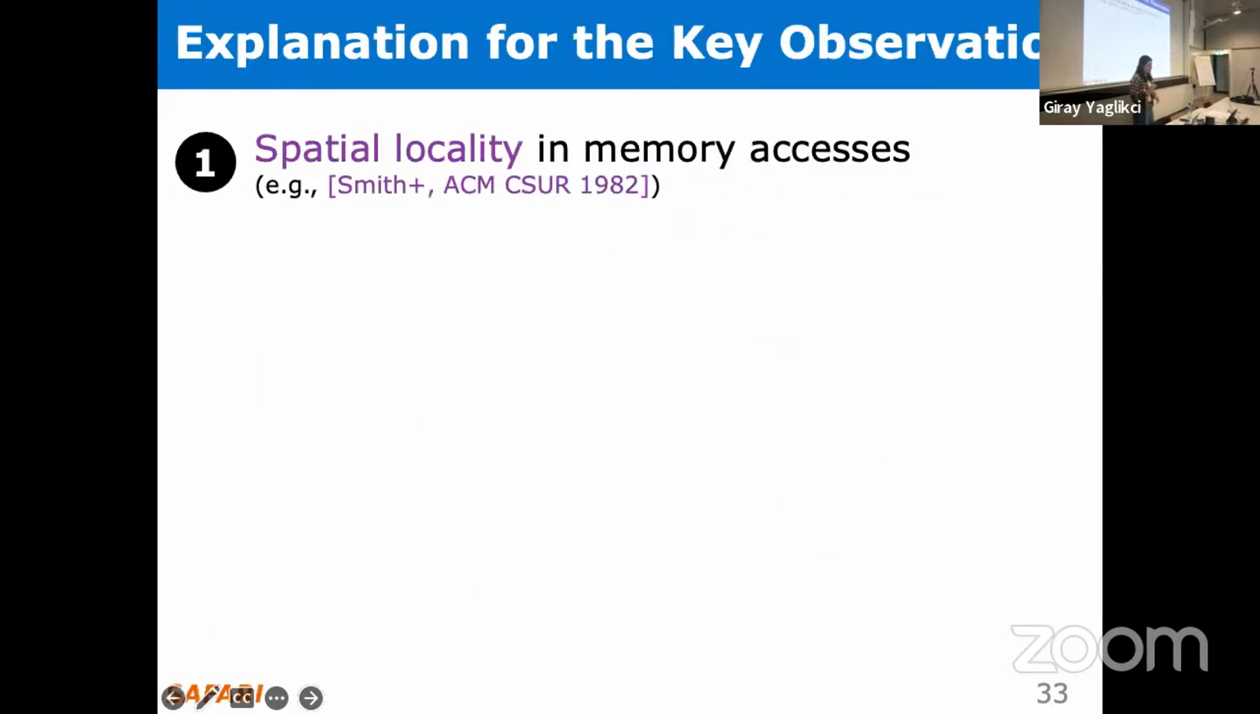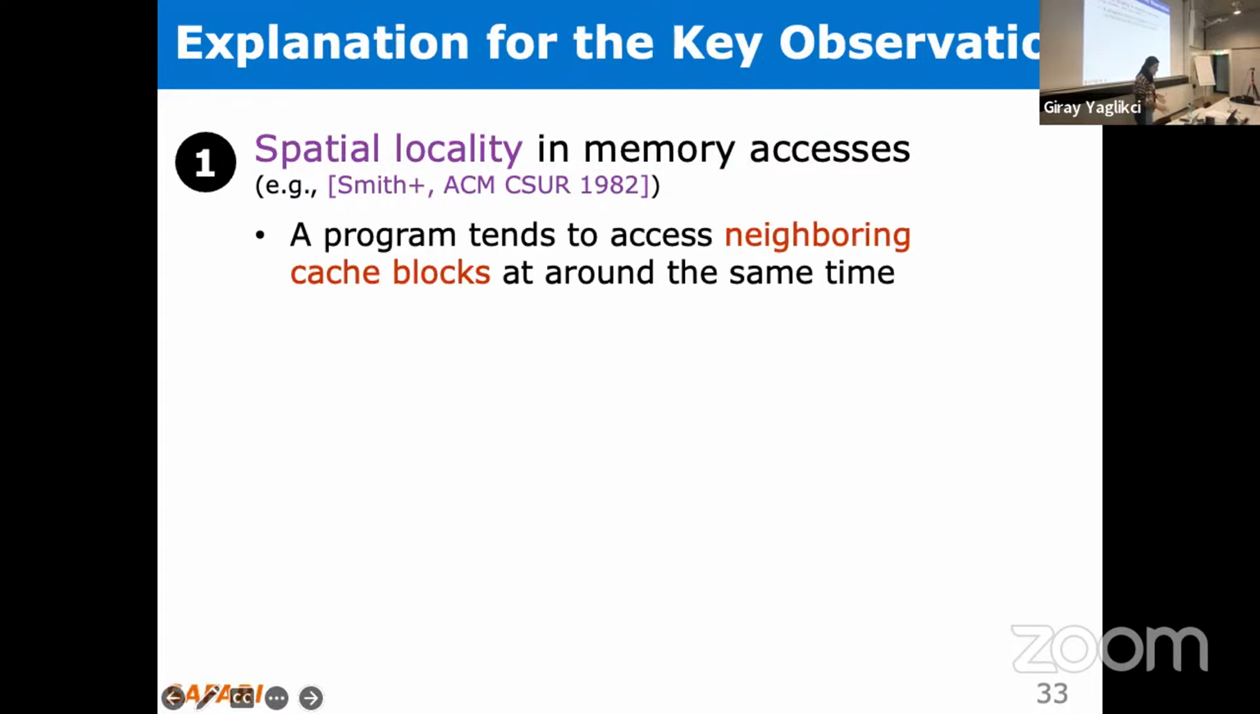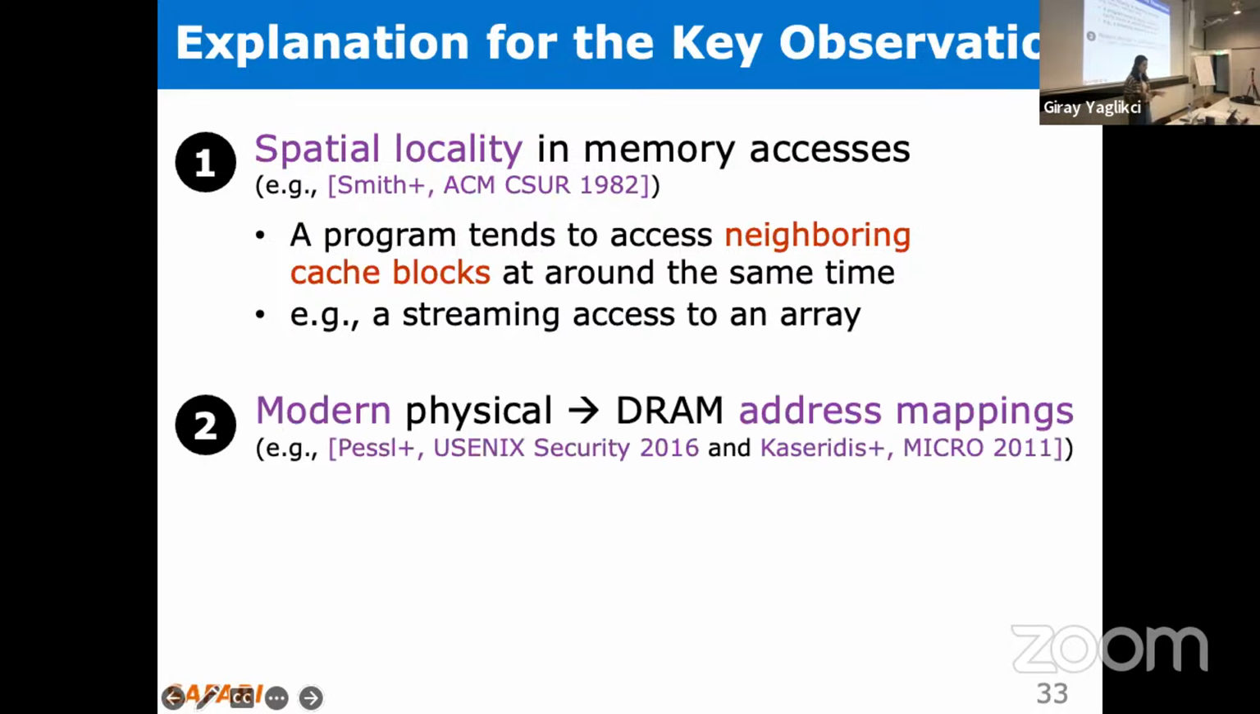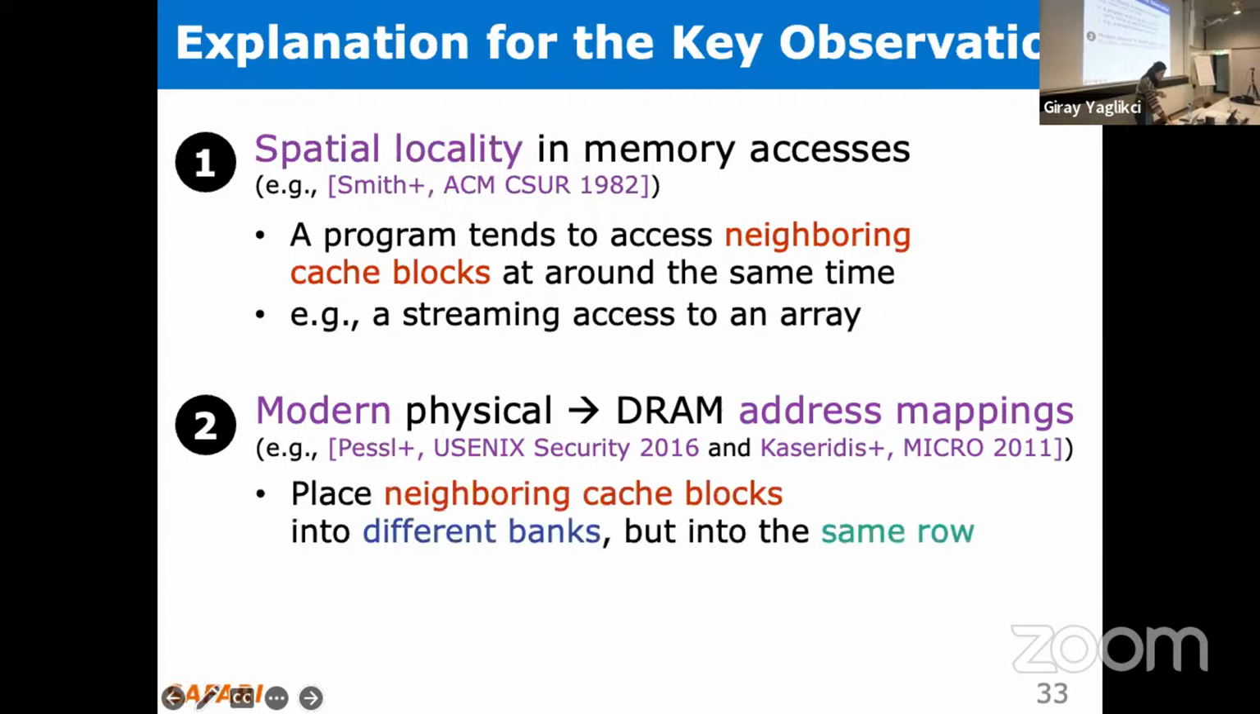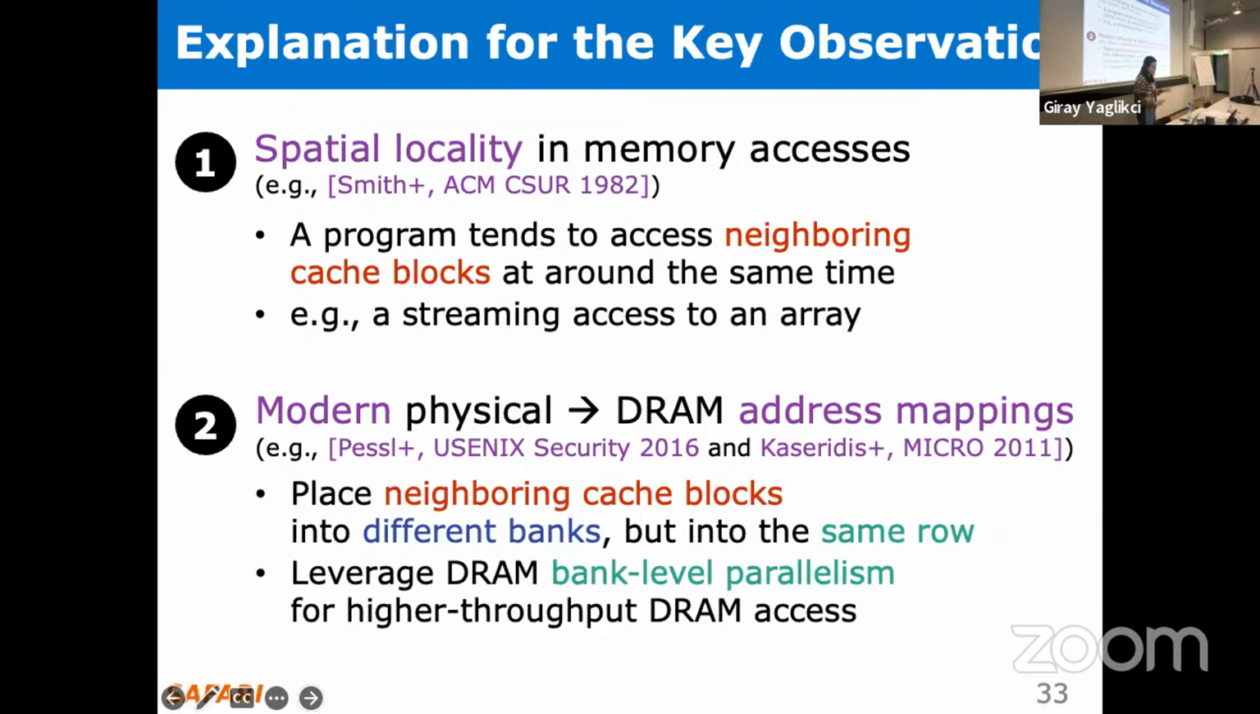There are two causes for our key observation. The first one is the intrinsic spatial locality in workloads' memory access patterns. A program usually accesses neighboring cache blocks at around the same time. And the prominent access pattern that leads to this behavior is streaming through the elements of an array. The second cause is modern physical address to DRAM mappings that place neighboring cache blocks into different banks, but into the same DRAM row. They do this to leverage bank-level parallelism to get the most out of the available DRAM data transfer bandwidth.